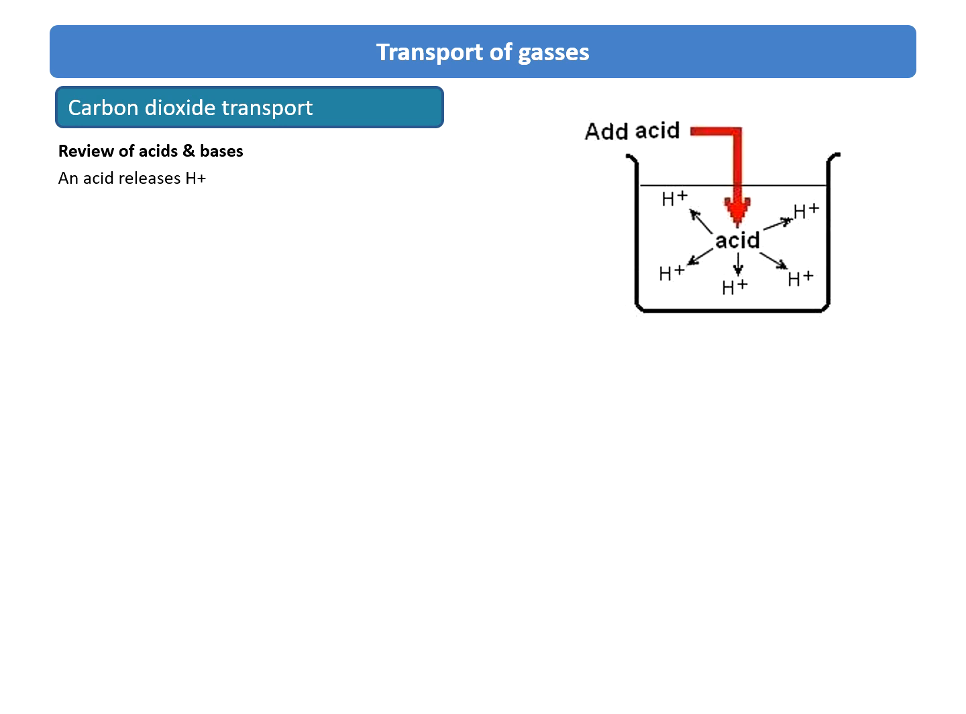Before continuing with carbon dioxide transport, let's review acids and bases. Remember, an acid is any substance that releases hydrogen ions. For example, hydrochloric acid ionizes into hydrogen ions and chloride ions. Carbonic acid ionizes into hydrogen ions and bicarbonate ions. In both cases, the quantity of free hydrogen ions in solution has increased.